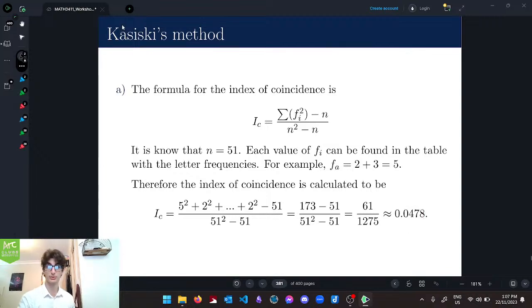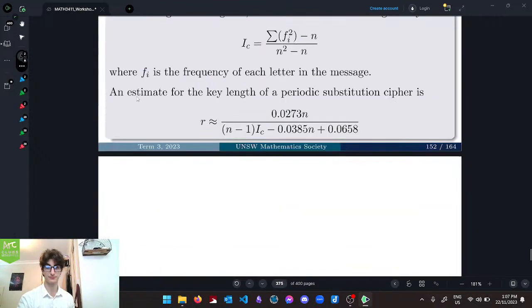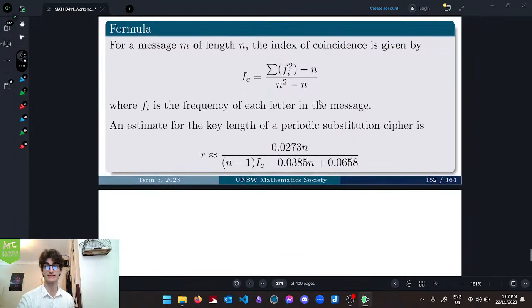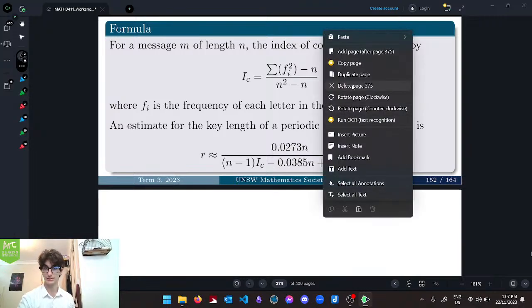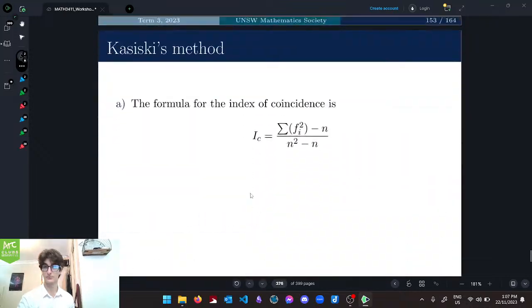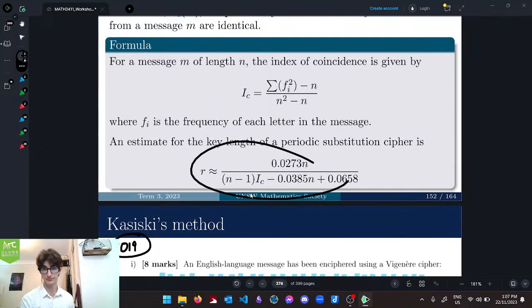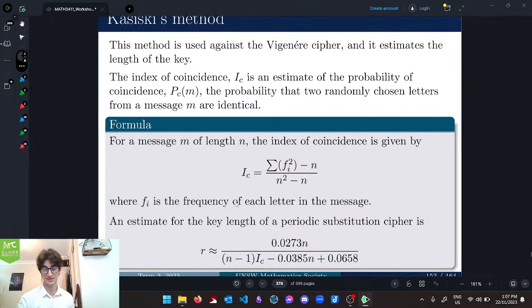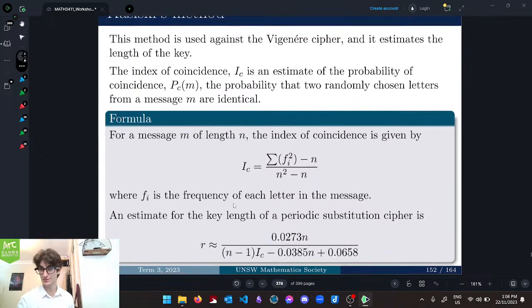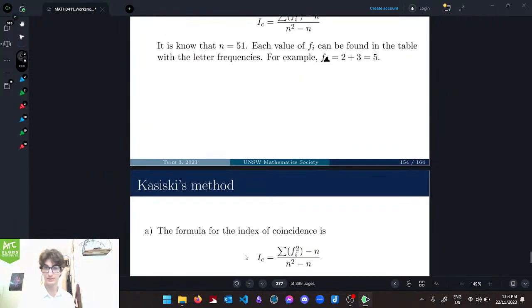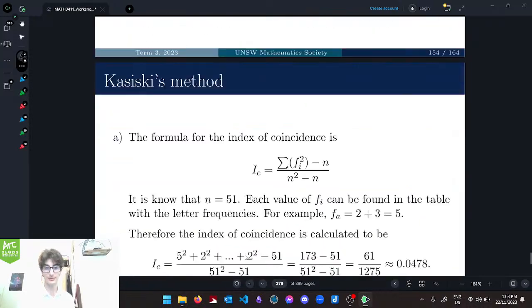The probability, as we remind ourselves, that two randomly chosen letters from a message are identical. Okay, so let's delete that extra page. I had thought originally, when this was clipping off the page, honestly, looking back, it was a bit stupid that I didn't just scroll. But there was an issue I had earlier that I didn't realize I'd fixed. Okay.